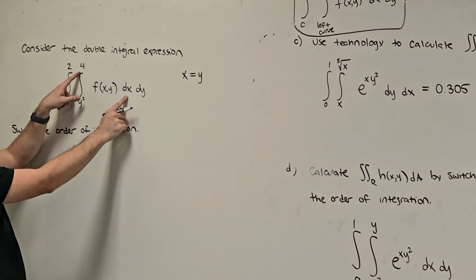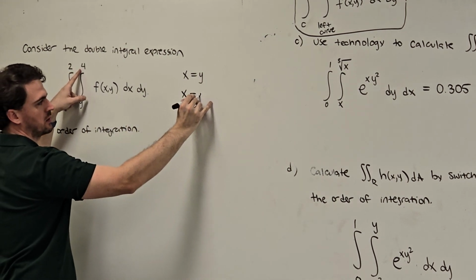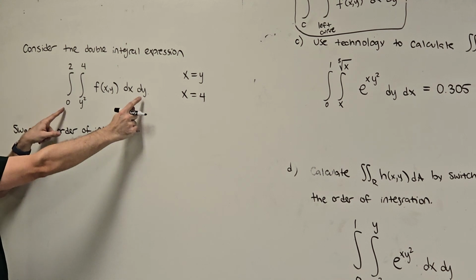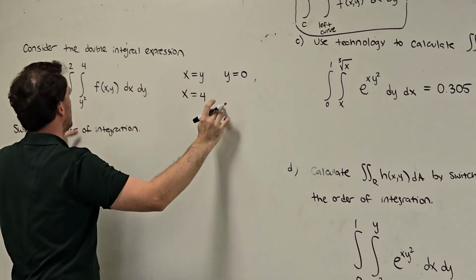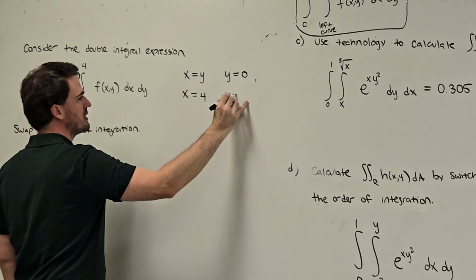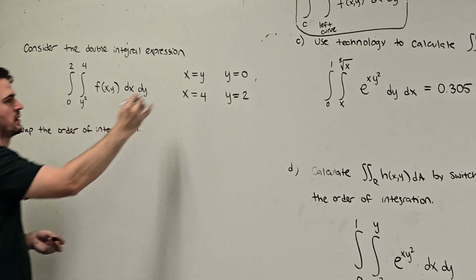This is the equation x equals 4. This is the equation y equals 0. This is the equation y equals 2. So now, x equals y squared.